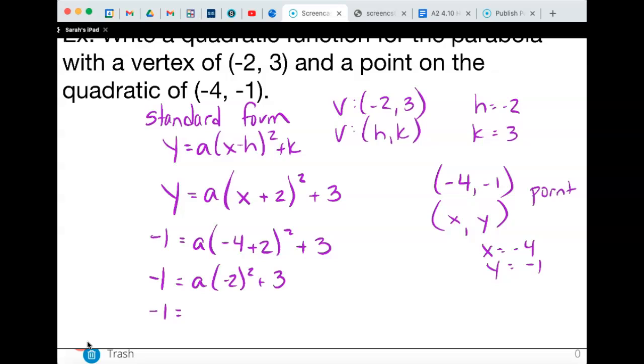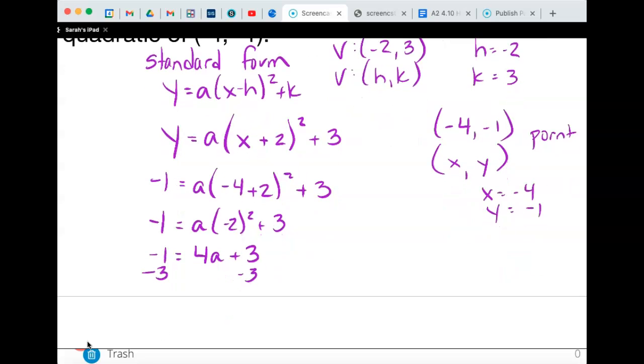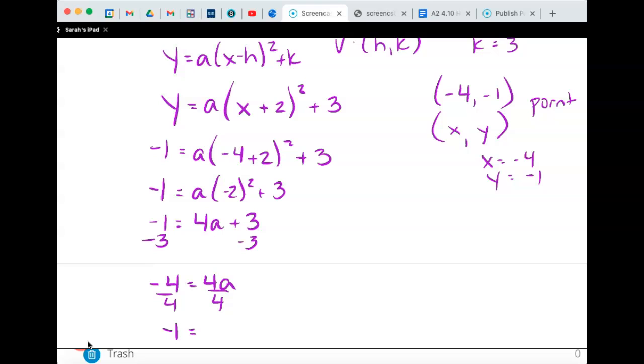So that'd just be 4. So 4a plus 3. And you subtract 3 from both sides. 4 divided by 4, you get negative 1. Okay. So basically, I know the a value, the h value, and the k value, so I can write my parabola in standard form now.